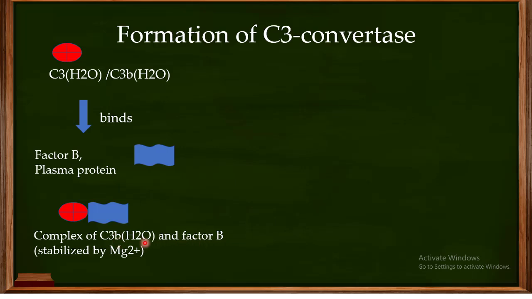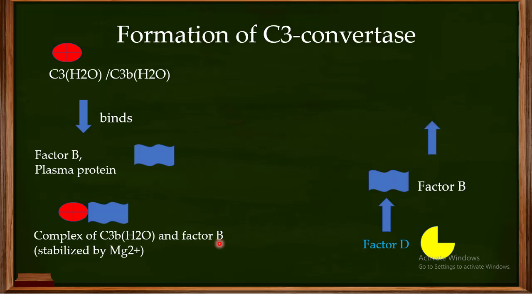Now when the C3b binds to the factor B, it makes conformational changes in the factor B, and these conformational changes allow the binding of another protein, known as factor D, to the factor B. So the factor D binds to the factor B, and this binding leads to the cleavage of the factor B into Bb and Ba. So this is the larger fragment, and this is the smaller fragment.